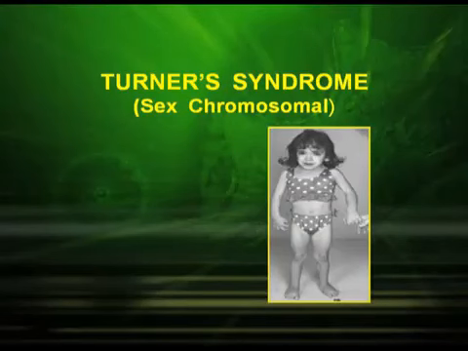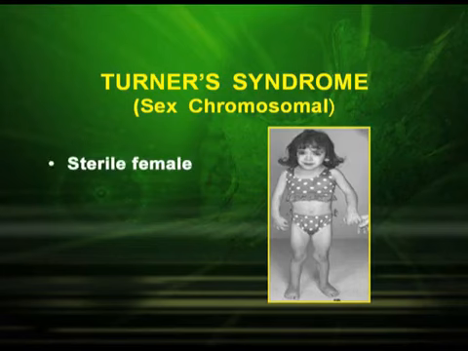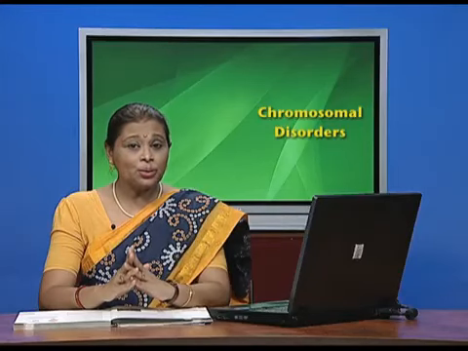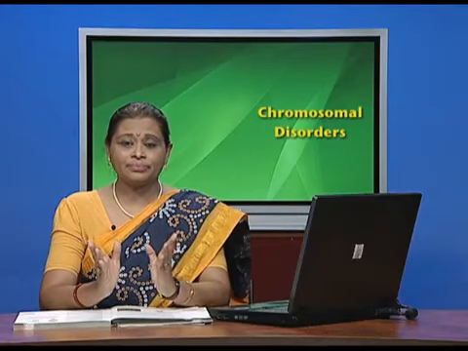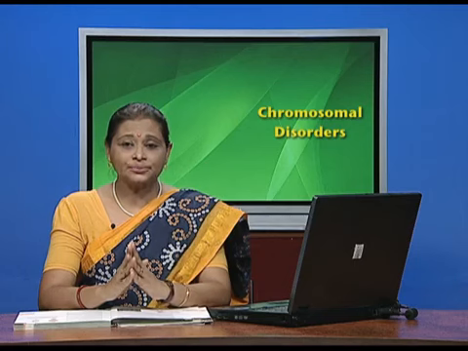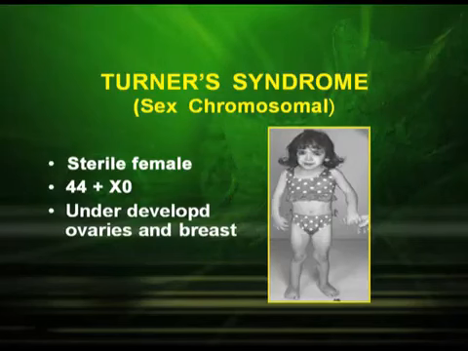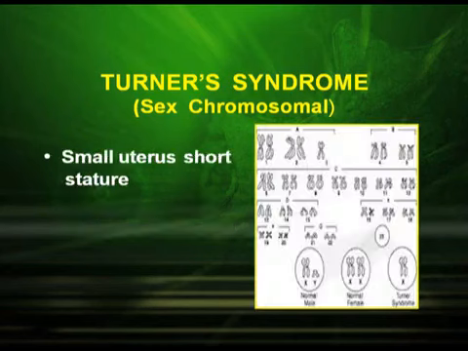The next very important disease is Turner syndrome. What do you observe in the picture? Is it a male or female? It is a female, but a sterile female. The constitution is 44 plus X0, which means one X chromosome is missing. In this disease, we see underdeveloped ovaries and breast, small uterus, short stature, and heavy neck muscles.